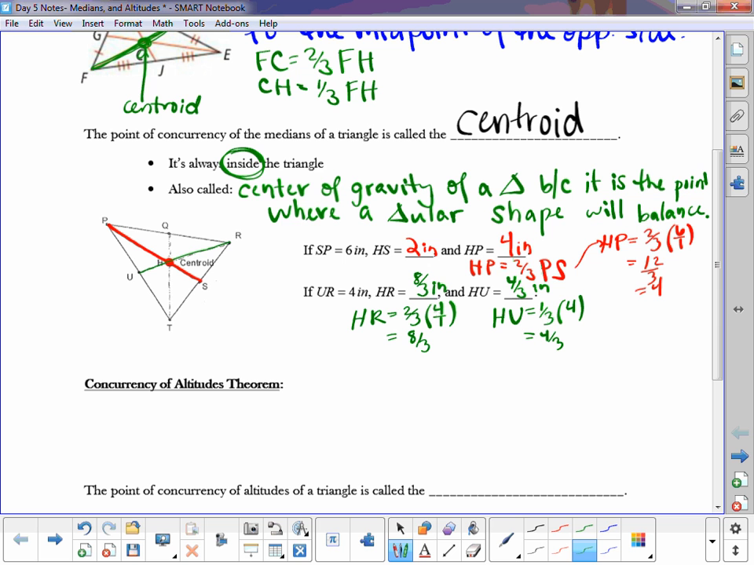All right, questions on that? Should we use 2/3 from the centroid to the vertex? Yes, yep. So centroid to the vertex is always going to be your 2/3 chunk. Good. Great.